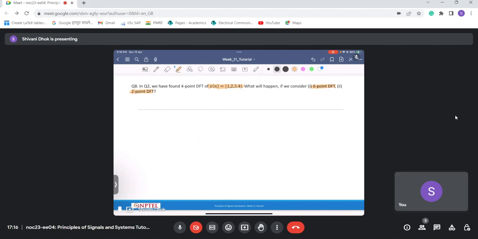Madam, the given sequence is a 4-point DFT. Yeah. 6-point means simply pad two zeros. Yes. And 2-point means remove the last two. Remove and pad zeros to what? I understand 6-point DFT means extending by padding with 0, 0, right? Extending what? Xn or Xk? Xn. Okay, then fine. And 2-point DFT means ignore the last two. Yes, xn is equal to 1, 2 only. That is 2. Okay.